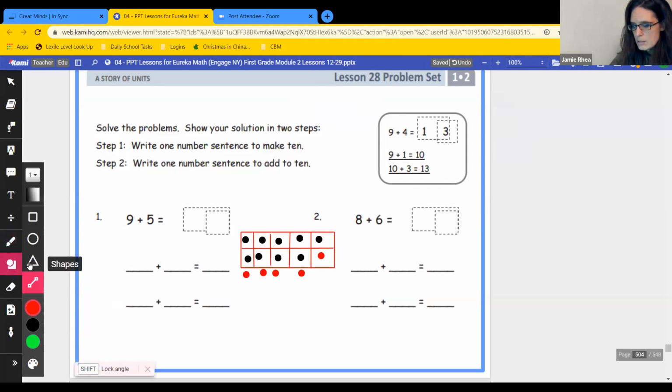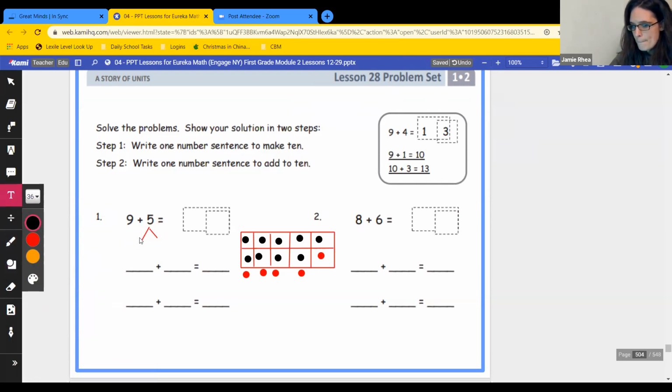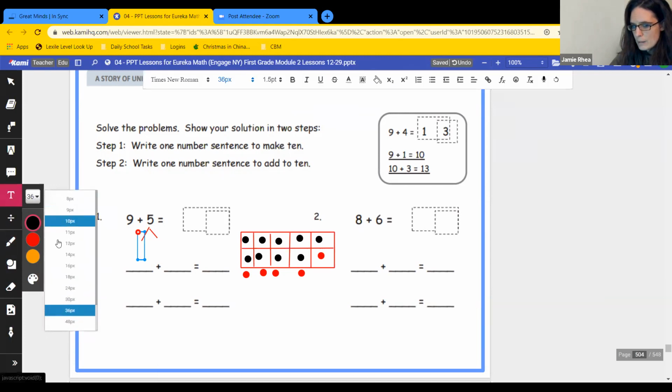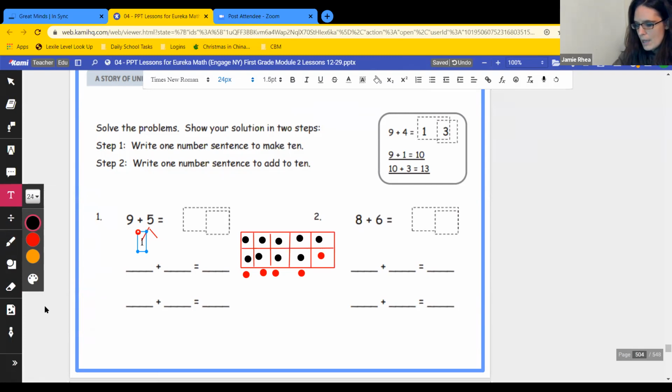Now let's look. How did we break up our 5? We broke it into 1 inside my frame. Make it a little smaller today. I have 1 inside my frame, and how many outside my frame? Let's count them. Ready? 1, 2, 3, 4. I have 4 outside my frame.